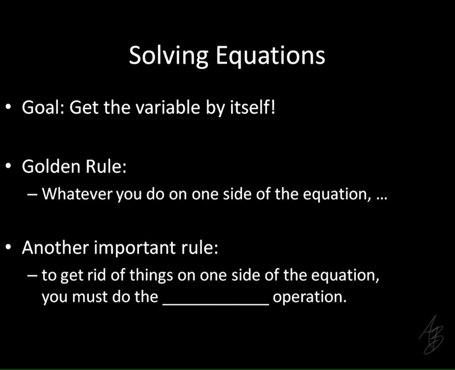The last rule that we're going to use for solving equations: if you need to get rid of something on one side of the equation, what do you have to do? What operation are you going to use? So for example, if you want to get rid of a plus 3, what do you do to get rid of it? You subtract 3, right? So you're going to do what operation? Opposite or inverse. And you can put either thing there. Either one of those would work. I'm going to put inverse in here. But opposite operation would be okay too.